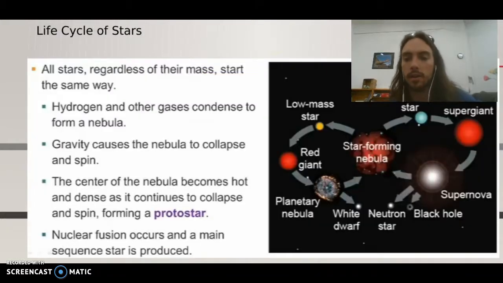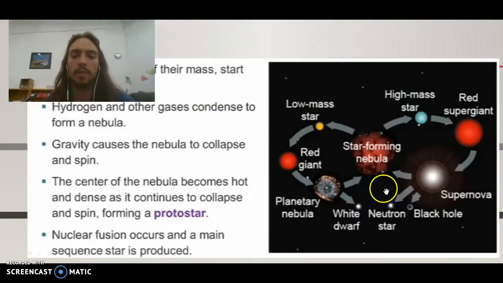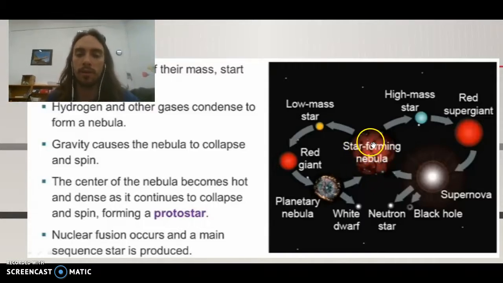Okay, so we're going to get to the star cycle here, and this is a pretty interesting thing. So we'll go over this. All stars, regardless of their mass, start the same way. Hydrogen and other gases, normally helium, condense to form a nebula. So a nebula is just a bunch of cosmic gases and matter spinning around in the middle of space. And as more matter and friction occurs when they're spinning, there's going to be more heat in the system, and with more matter, there's going to be more gravity.